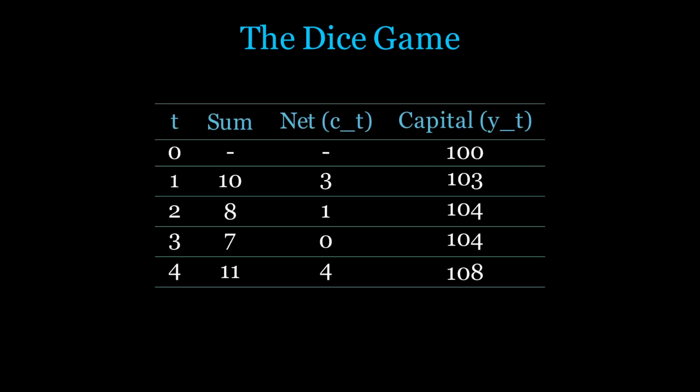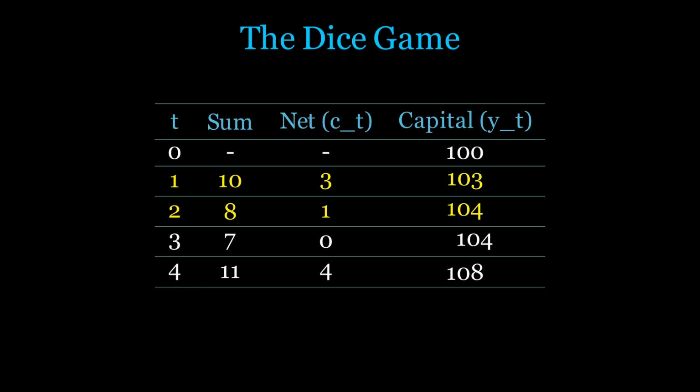Drum roll, please. First roll, you get a 10. Minus the $7 fee, you profit $3. Good job. Save up some more, and maybe you'll be able to afford a latte. Second roll is an 8. You make $1. Your balance goes to 104. Try not to spend it all in one place.